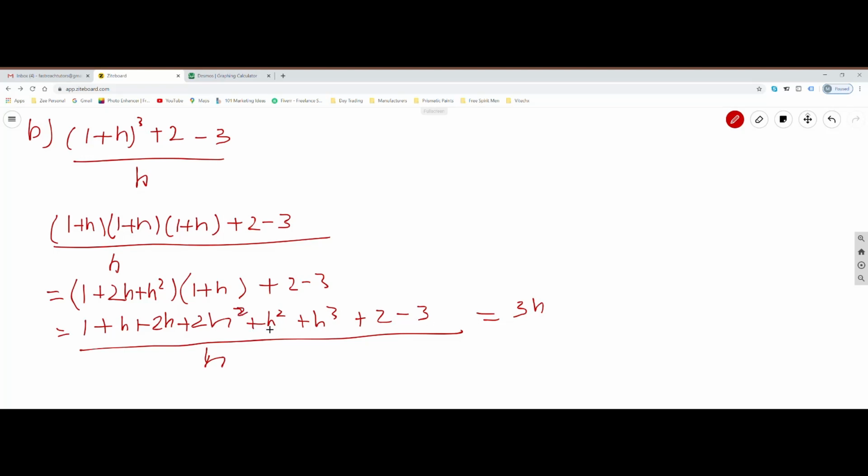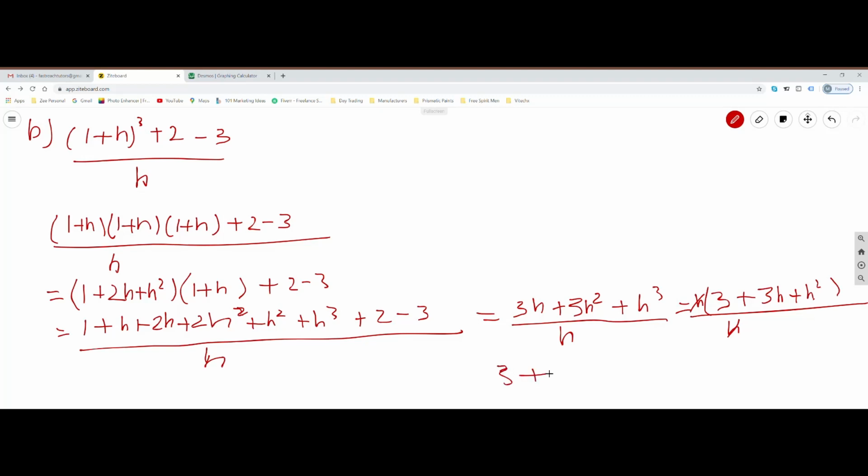So you have 2h squared plus h squared is 3h squared plus h cubed over h. So you can remove the h, so you're left with 3 plus 3h plus h squared. The answer is 3 plus 3h plus h squared.